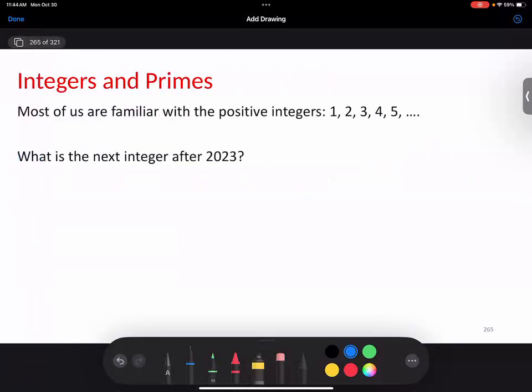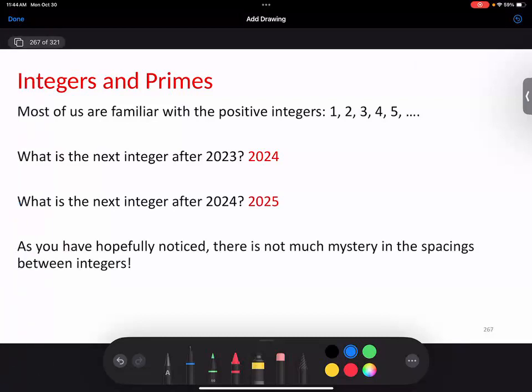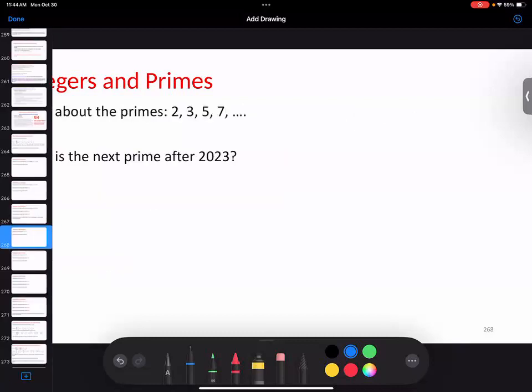Okay, so what is the next integer after 2023? That was despicable. That was disgraceful. All right, after 2024. All right, that's much better. So we all agree there's really not much difficulty in finding the next integer after an integer. There was a recent post in Quanta about an explicit formula for the nth integer. So we can actually write down a formula for the nth integer.